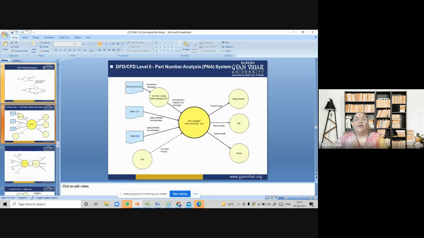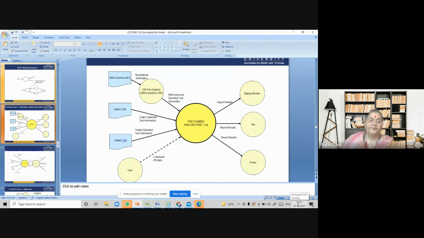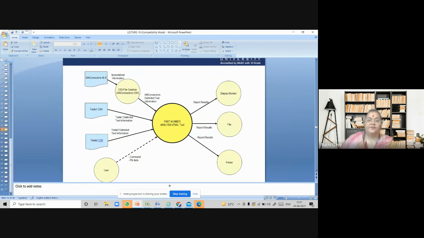Okay. Now this is what we are depicting. Can you see this properly? I'm just increasing the size. Is it visible now?